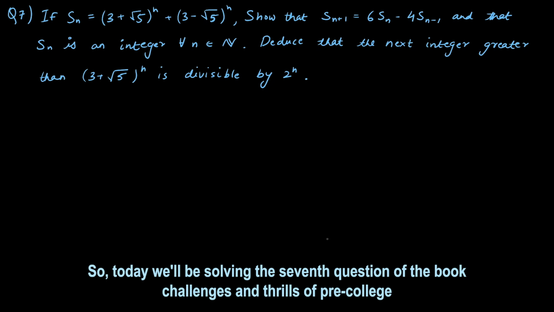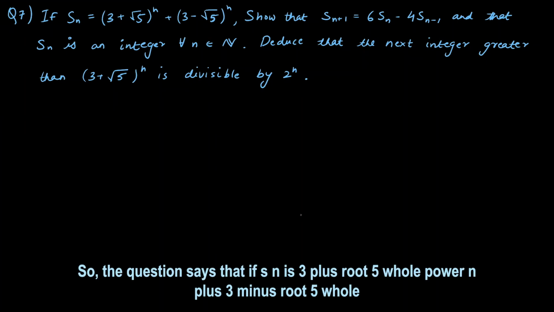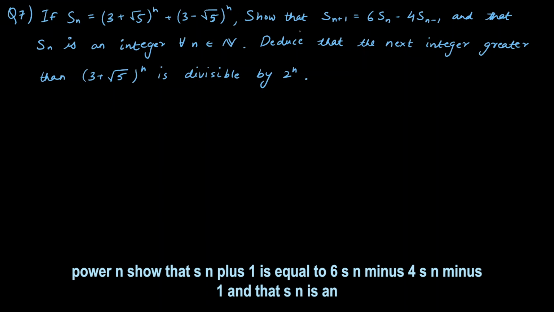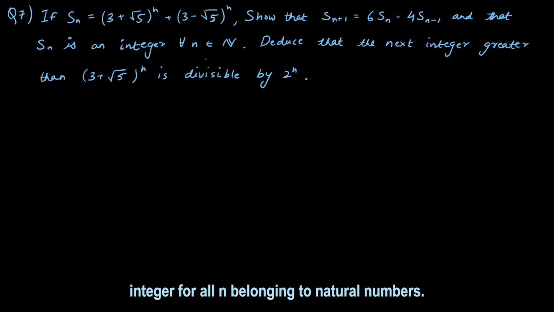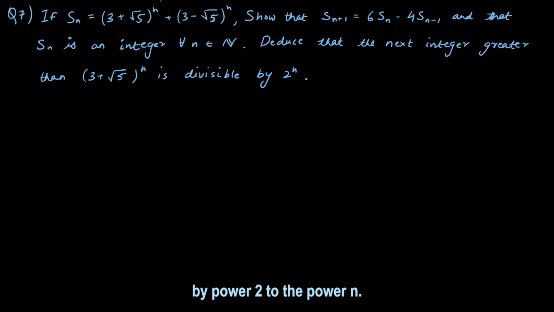So today we'll be solving the seventh question of the book Challenges and Thrills of Pre-College Mathematics, exercise 2.1. The question says that if Sn is (3 + √5)^n + (3 − √5)^n, show that S(n+1) is equal to 6Sn − 4S(n−1), and that Sn is an integer for all n belonging to natural numbers. We also have to deduce that the next integer greater than (3 + √5)^n is divisible by 2^n.